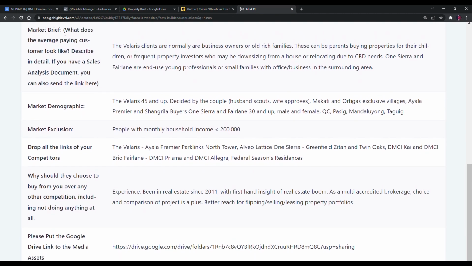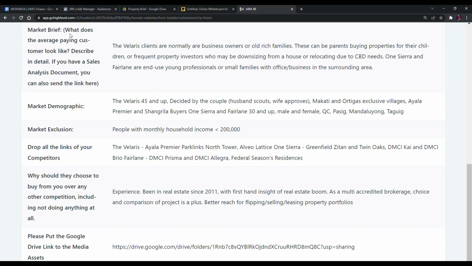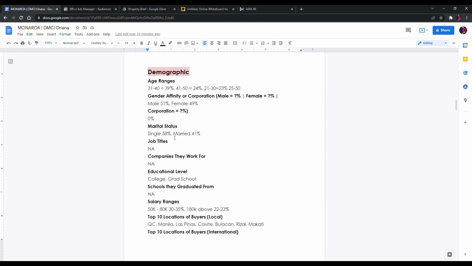So the market brief, this is pretty much also like a psychographic question. So what does the average paying customer look like? Describe in detail. If you have a sales analysis document, you can also send a link here. So right here, One Sierra and Fairlane, both of them are around the vicinity of Mandaluyong, which is not really in the same location as this project right here, because this one is actually in QC.